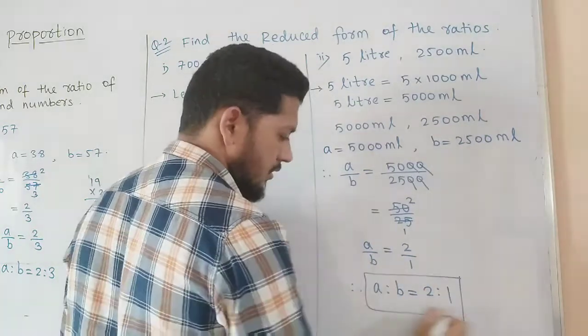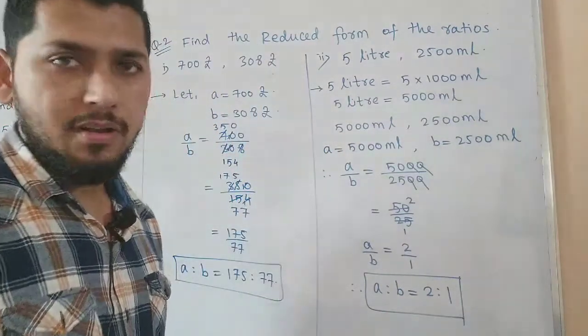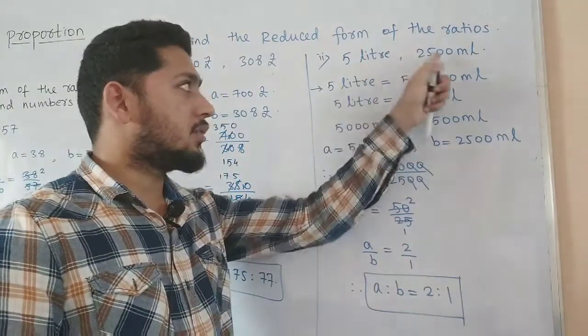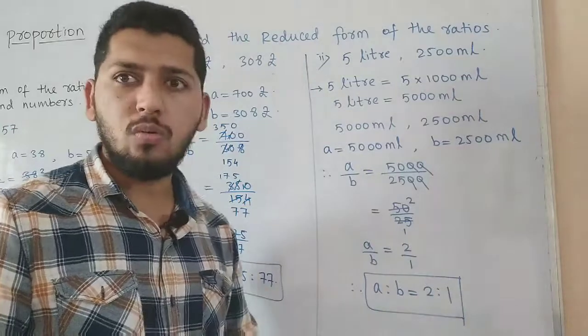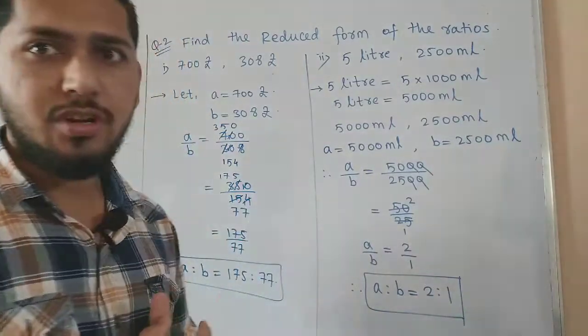This is the answer. हमको रेशियो क्या मिला? 2:1. Therefore the reduced form of 5 liter and 2500 ml is 2:1. So this completes the question number 2.